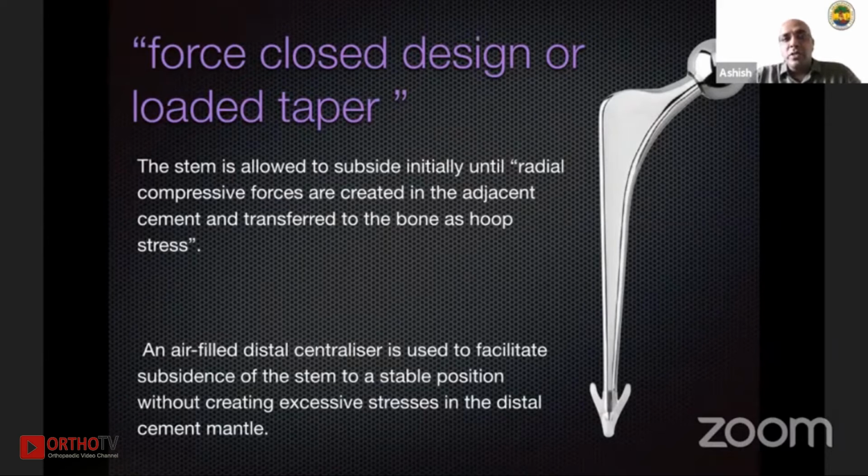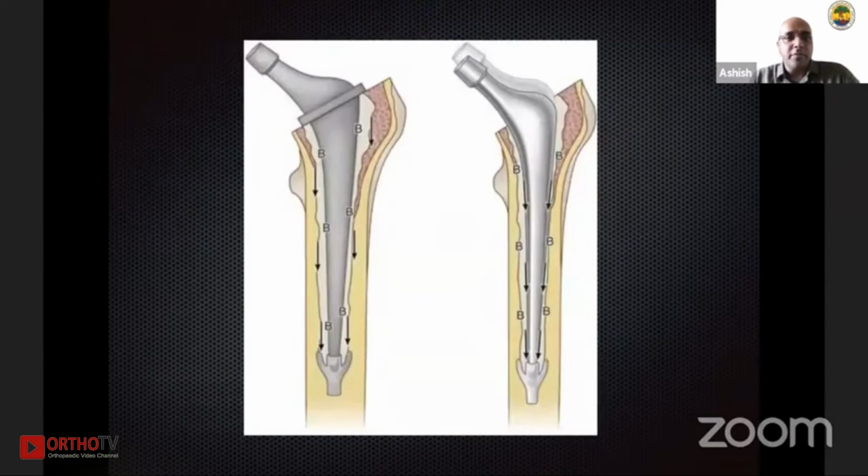However, in a force closed design or in this loaded taper design, like what you see in the picture, an Exeter stem or a highly polished stem, you would want air within the centralizer so that the stem can subside over a period of time, and then that can become a very strong construct. This diagram tells you that the image on the left is a shape closed stem, and the image on the right is a force closed stem, where you can see that the stem with loading subsides into the cement mantle, and that becomes a very stable construct and a very strong stem.